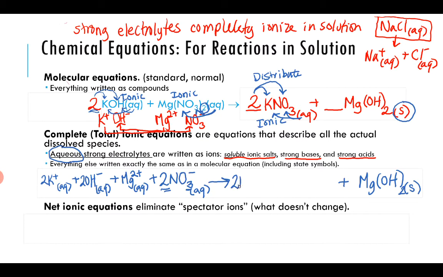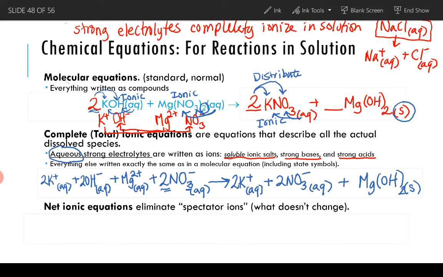So we have 2 potassium ions that are aqueous, and we have 2 nitrate anions that are aqueous. All right, so that should be our complete ionic equation. We can double check this because this one should also be balanced. And so I can double check, yep, I still have 2 potassium ions. I still have 2 hydroxide ions on both sides, 1 magnesium, and 2 nitrates on both sides of the equation.